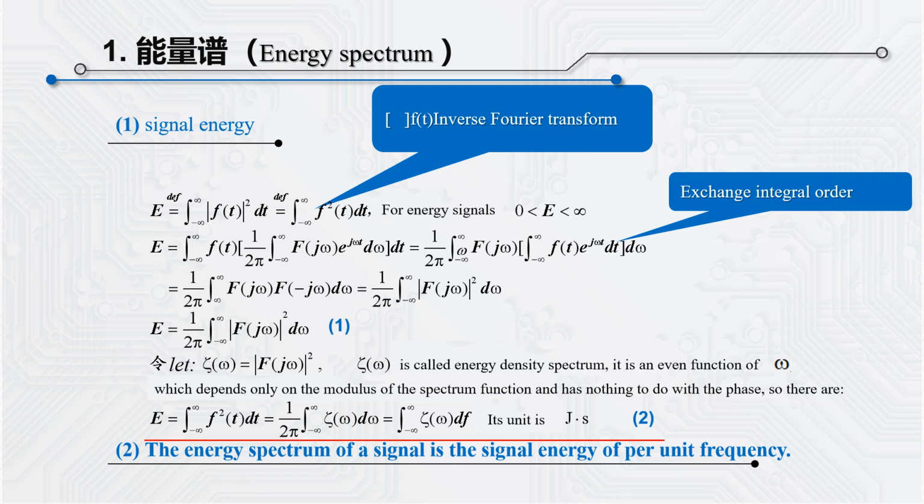So we can get formula 2. You should know that because omega equals 2 pi f, d omega over 2 pi in the original expression can be changed to df. Usually, its dimension is joule per second. The energy spectrum of a signal is the signal energy per unit frequency. This is the physical interpretation of the energy spectrum.